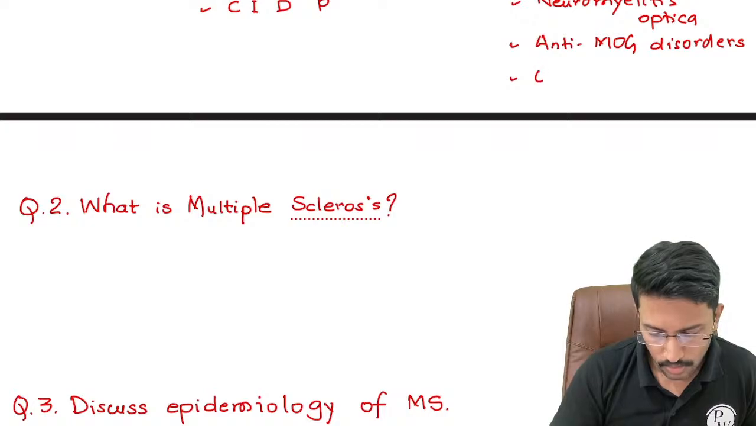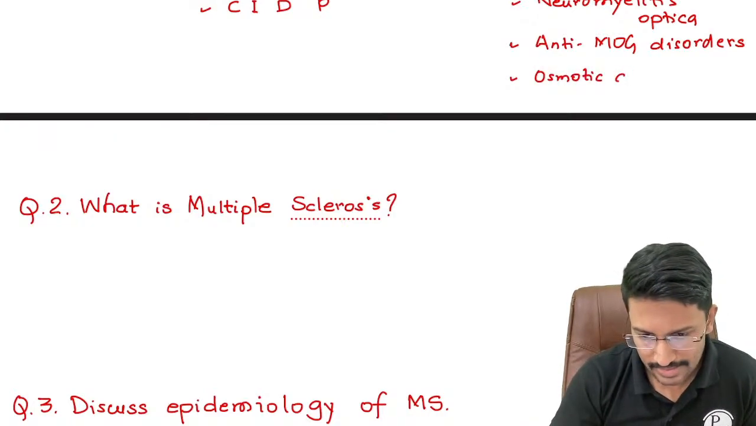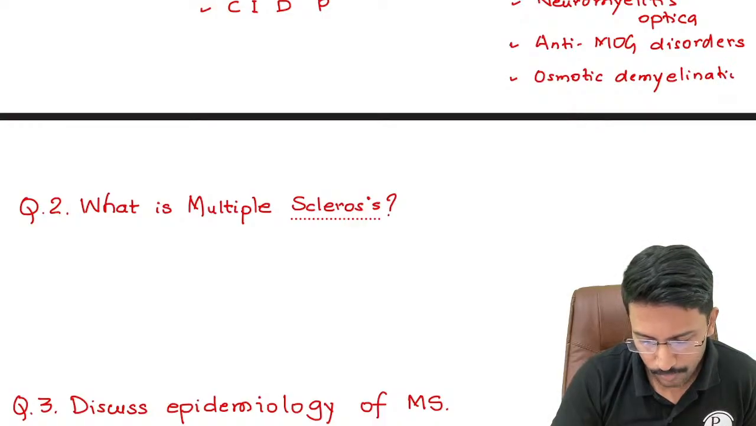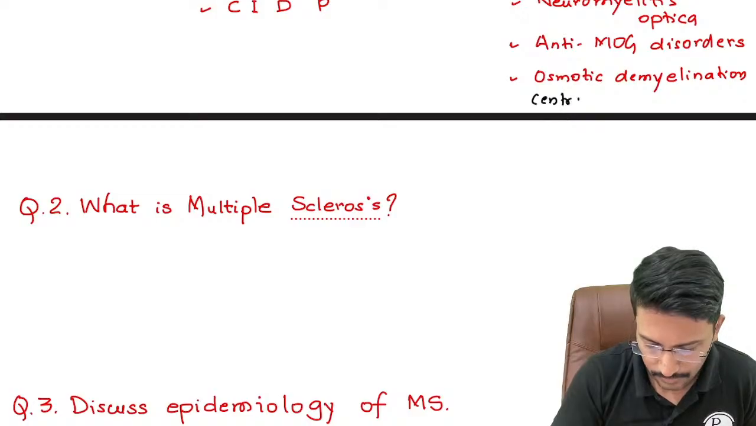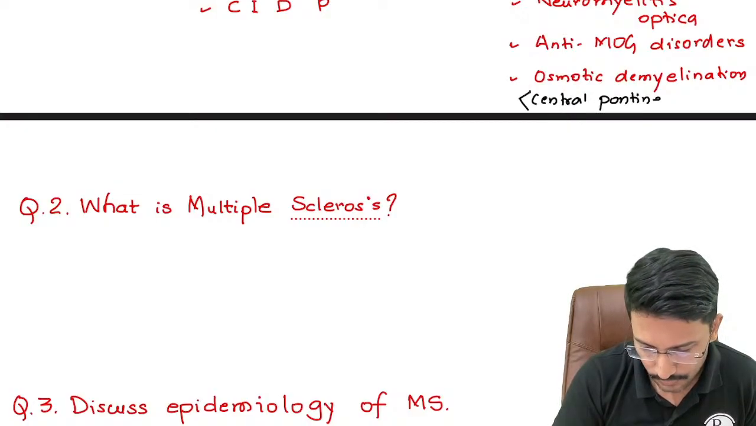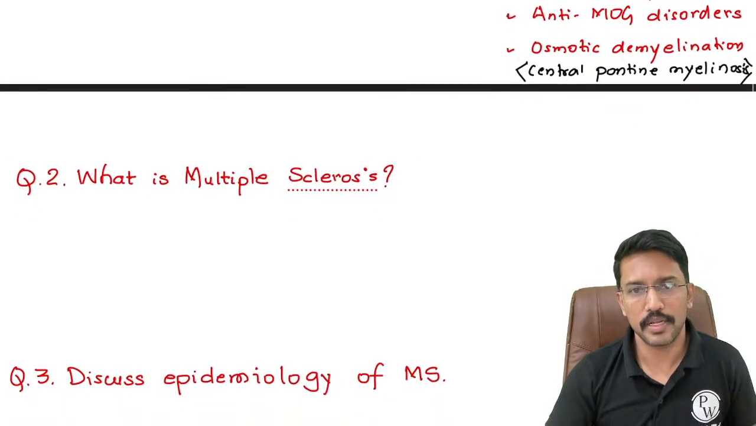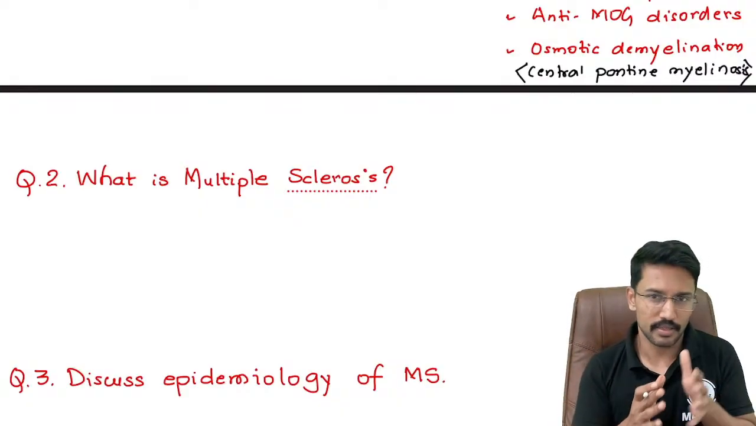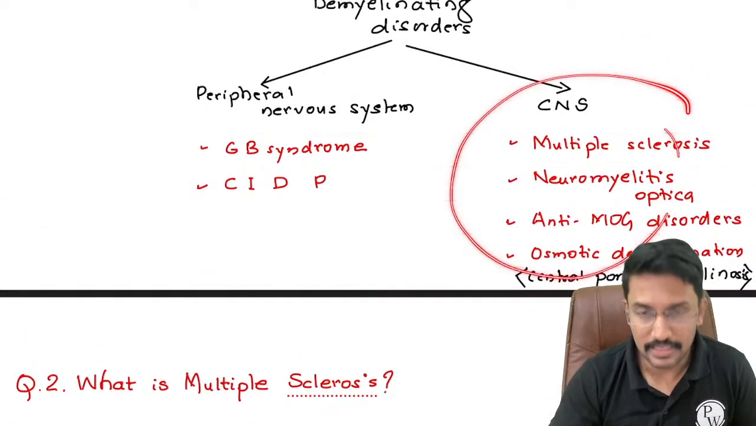It's called osmotic demyelination syndrome. It's also called central pontine myelinosis, where because of rapid correction of hyponatremia, we end up causing demyelination of some part of the brain, mainly the pons. So these are all demyelinating disorders of the central nervous system.